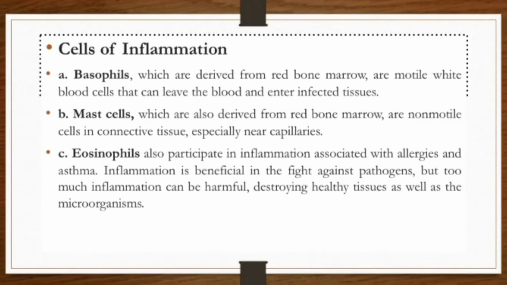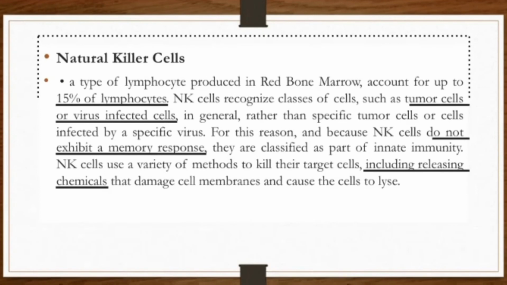Like macrophages, mast cells are located at the point where pathogens may enter the body, such as skin, lungs, gastrointestinal tract, and urogenital tract. Eosinophils also participate in inflammation associated with allergies and asthma. Inflammation is beneficial in the fight against pathogens, but too much inflammation can be harmful, destroying healthy tissues as well as the microorganisms.